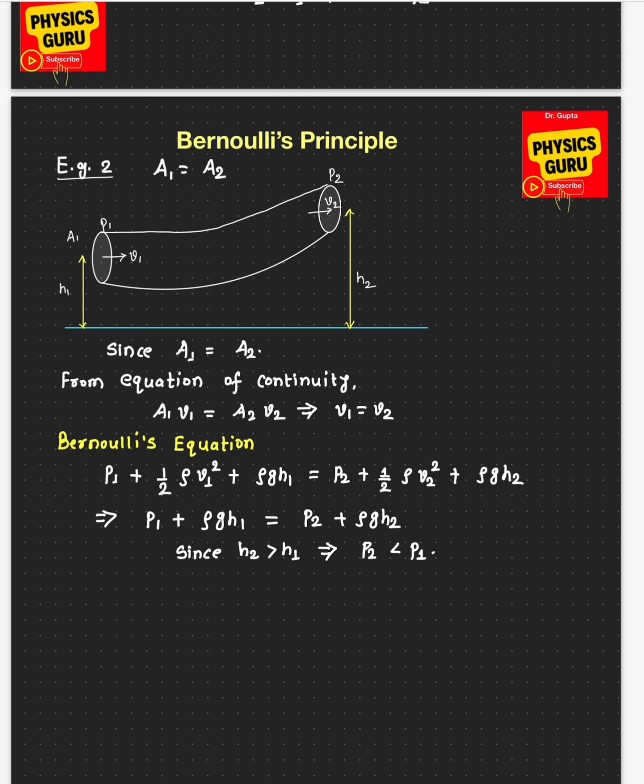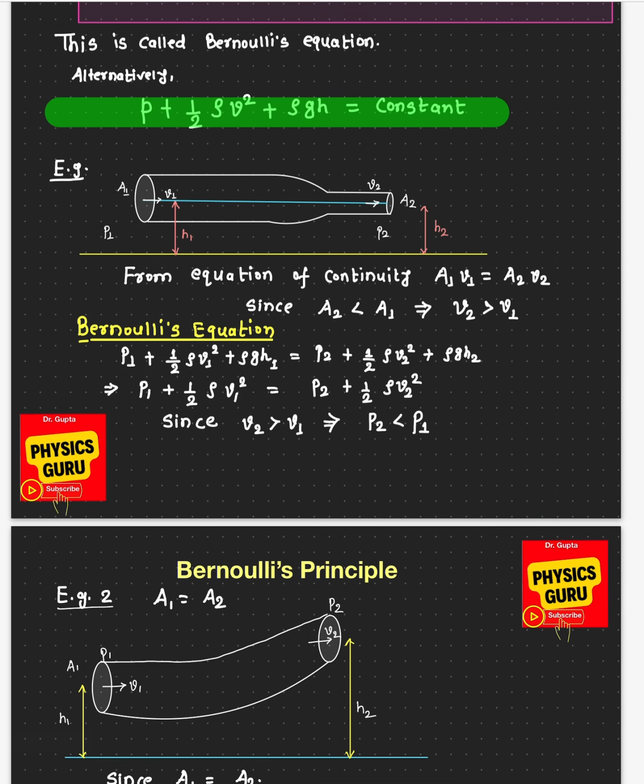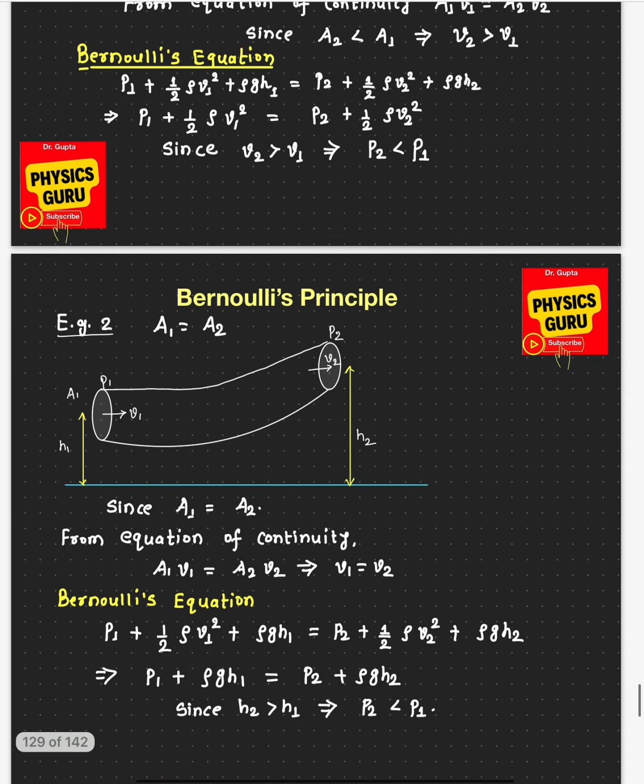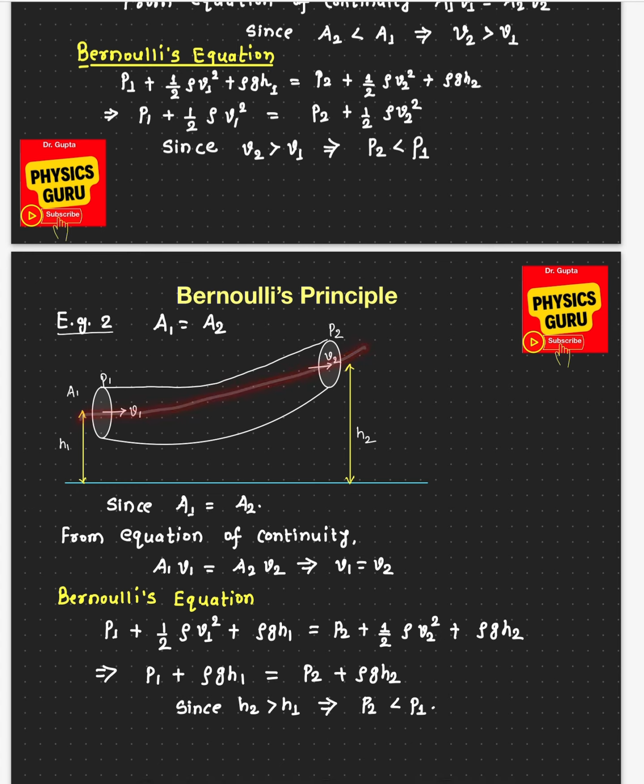Okay, so in the first example, if the potential energy is constant and the cross-sectional area is smaller, then the velocity must be greater and the pressure must be smaller. And in this case, the cross-sectional area is the same, but the potential energy is greater, so the pressure must be smaller. Okay, so this is it for the Bernoulli principle, and in the next video I'll give more examples, the application of the Bernoulli principle. So thank you.